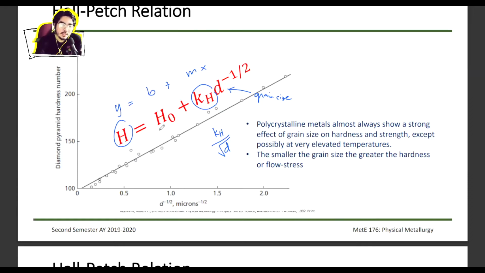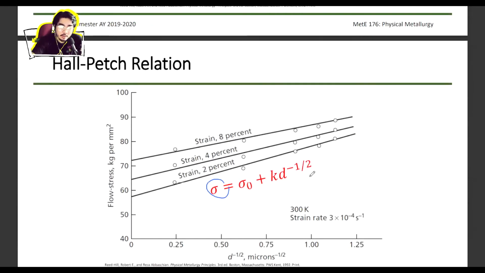So it follows a linear equation wherein our x is the square root of D, where the square root of D is the square root of the grain size. So as you increase the grain size, you decrease your strength because it's inversely proportional. And if you decrease the grain size, the denominator is smaller, therefore the overall value is higher. So you increase the hardness, and the same goes for strength as well. So the Hall-Petch relation also applies to strength.